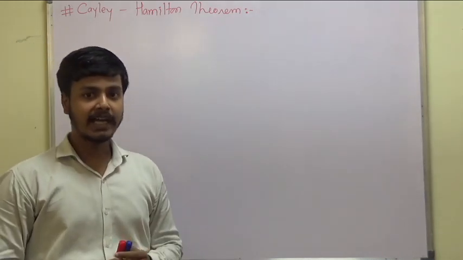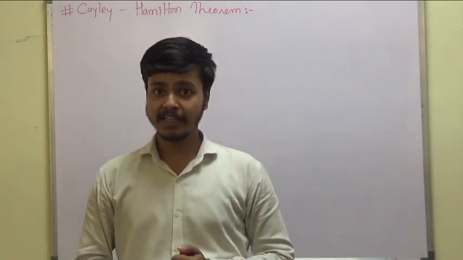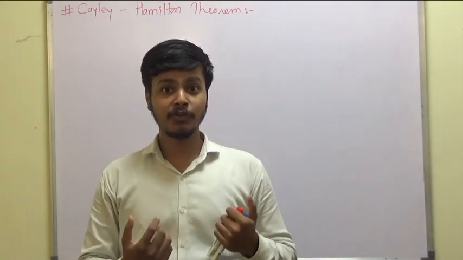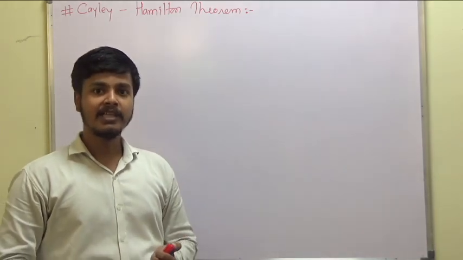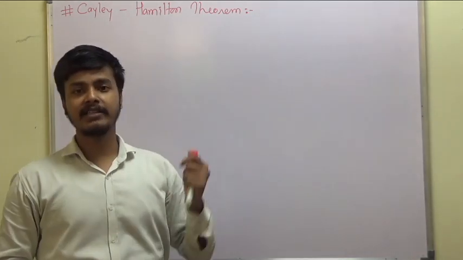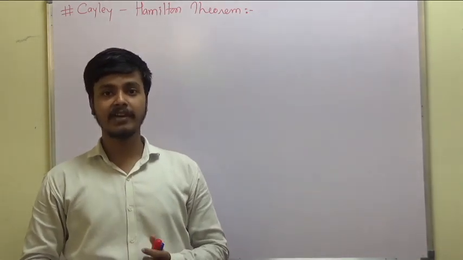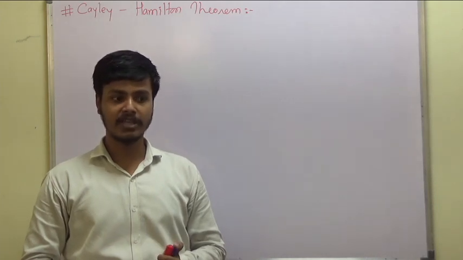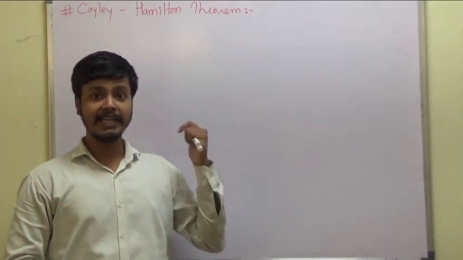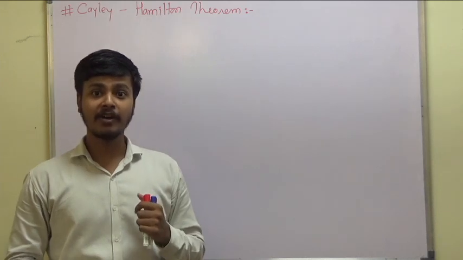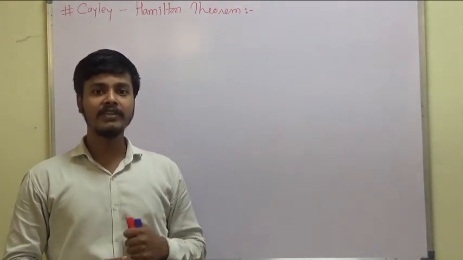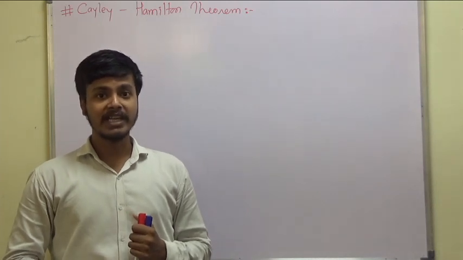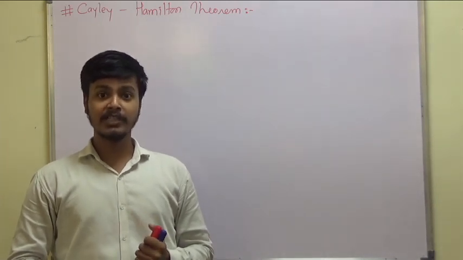As you know, in the last learning video we started this topic. If you remember, what is the statement of the Cayley-Hamilton theorem? The Cayley-Hamilton theorem states that every square matrix satisfies its own characteristic equation. So for the Cayley-Hamilton theorem, the matrix must be a square matrix. In this learning video, we are going to start by taking an example of a 3 by 3 matrix.